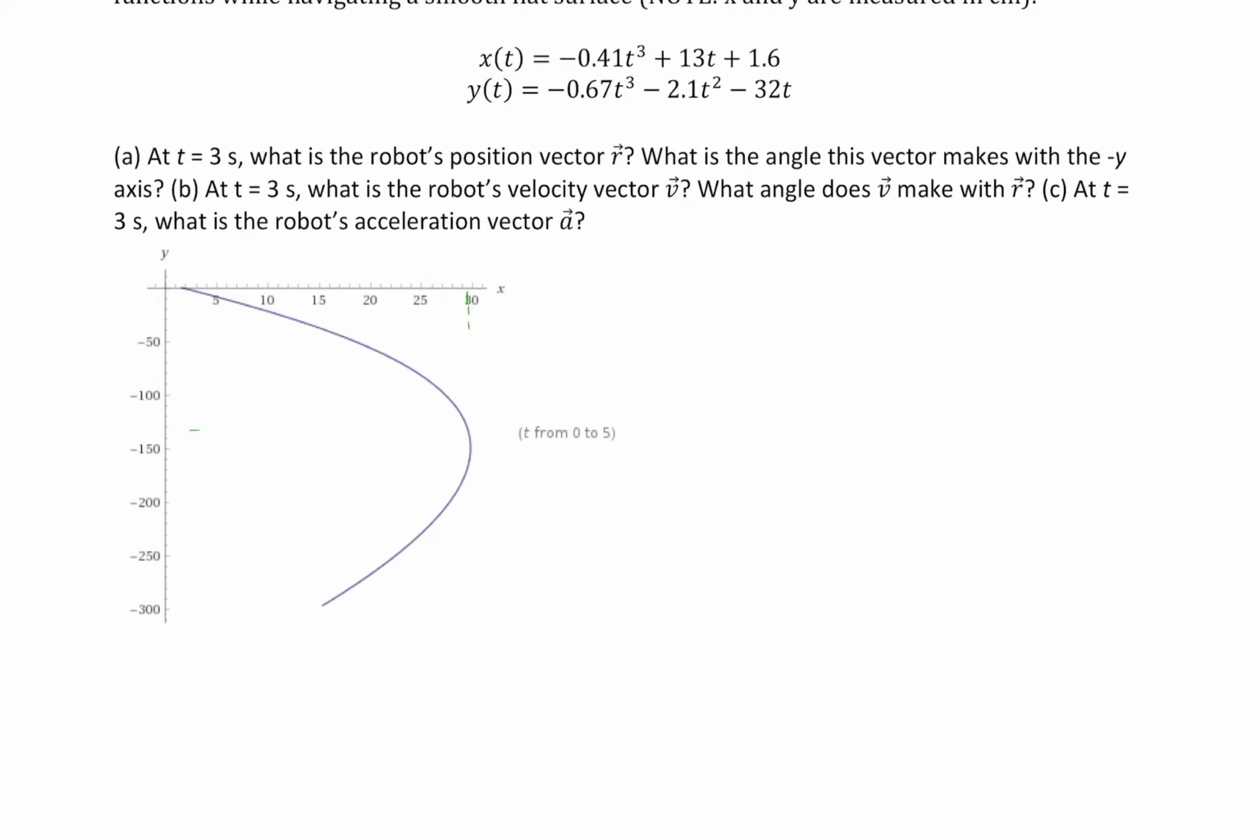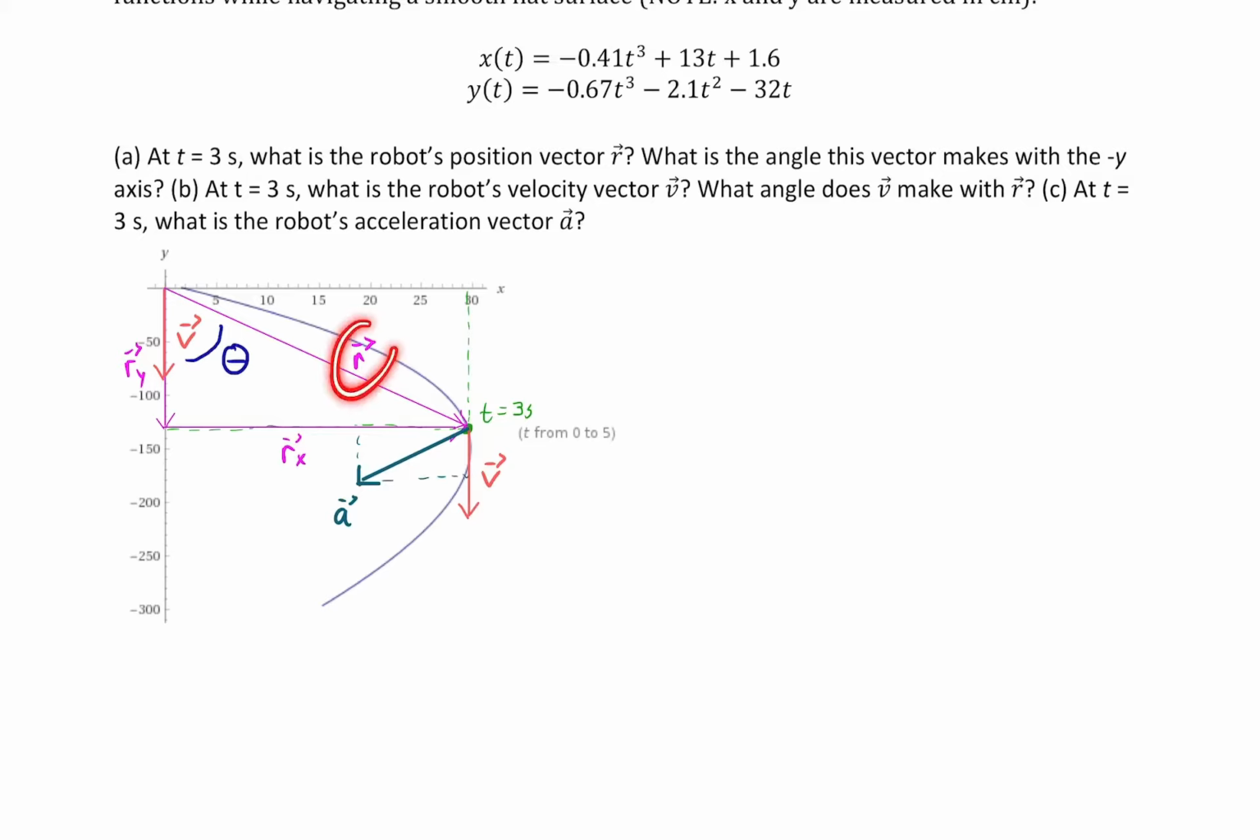Right here, I've just used a graphing program to graph the position of the robot in x and y over time. So you can think of this as like a parabolic expression here, and this is for t from 0 to 5. Notice the axes aren't scaled the same. The y-axis is scaled much larger than the x-axis. These are all the vectors we're going to concern ourselves with. The first one we're looking at is just going to be r. So you can, for now, ignore v and a. We just care about r.